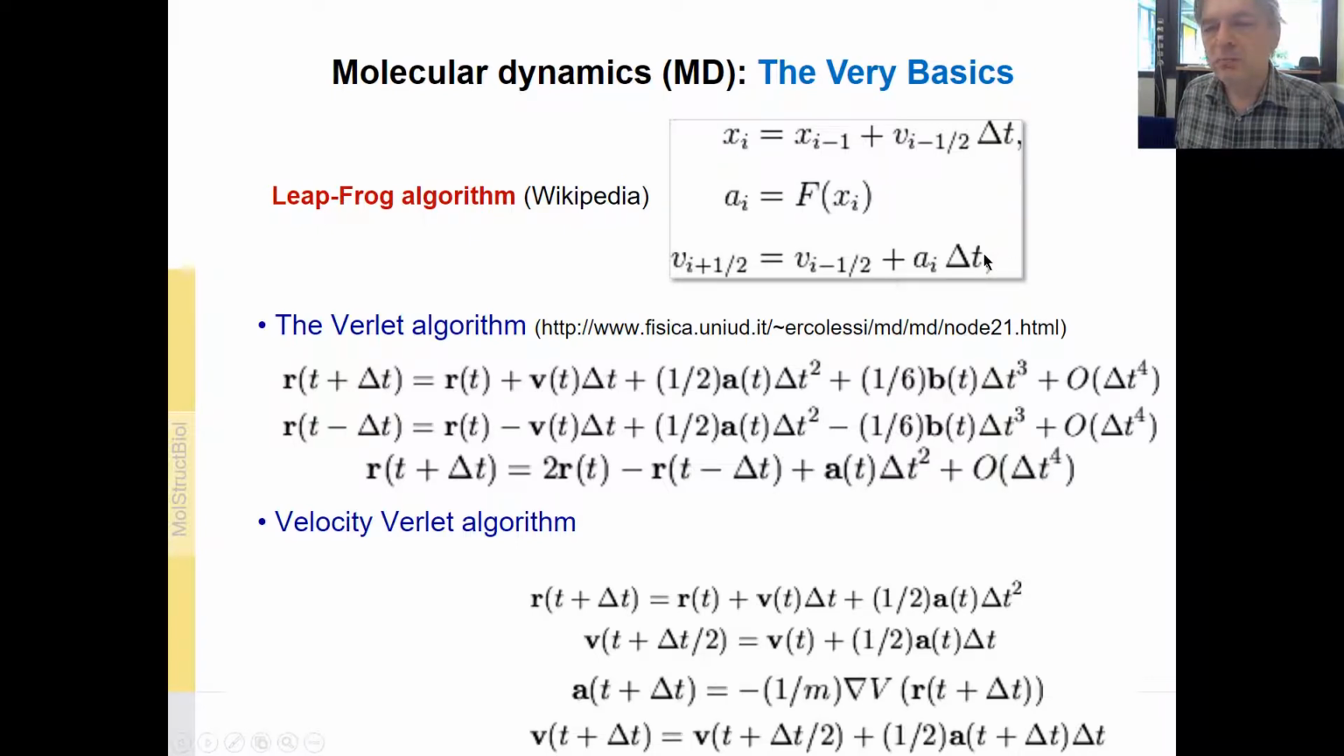Maybe sometimes useful when starting something, or to shake something up. But leapfrog is mostly not used. I mostly use more complicated ones. For example, you see here the Verlet algorithm that is similar to the one that we have seen before, but it has a third and a fourth term.